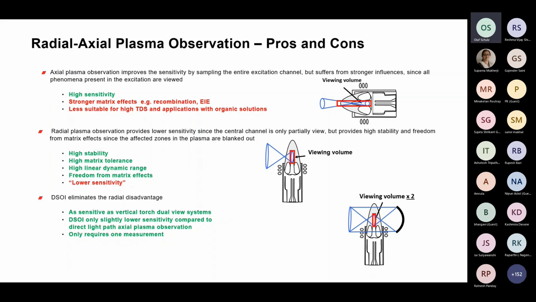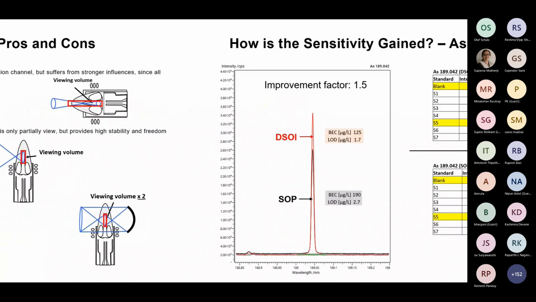Dual side-on plasma observation has been introduced more recently. Here, in addition to a standard radial interface, light is also collected from the opposite side of the plasma and is transferred through the side-on interface into the optical system. The benefit here: an up to factor 2 sensitivity gain, while maintaining all the benefits of the vertical torch radial plasma observation technique. So this technology seems to offer really great advantages. The question is, how does it work?